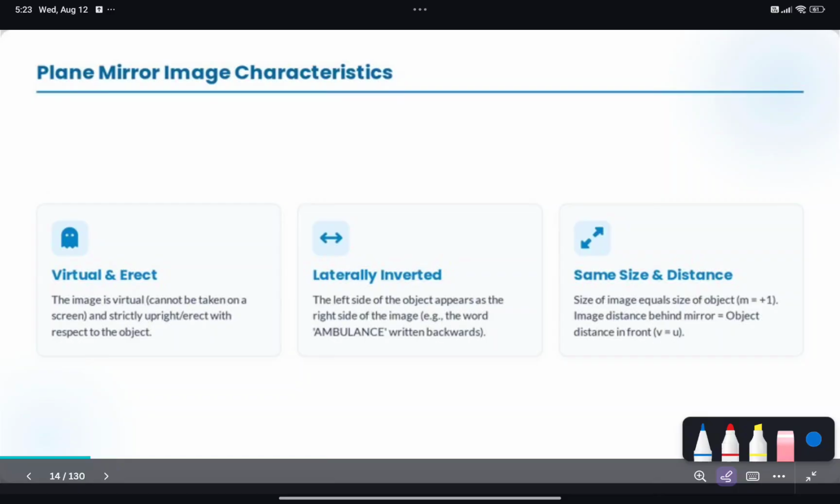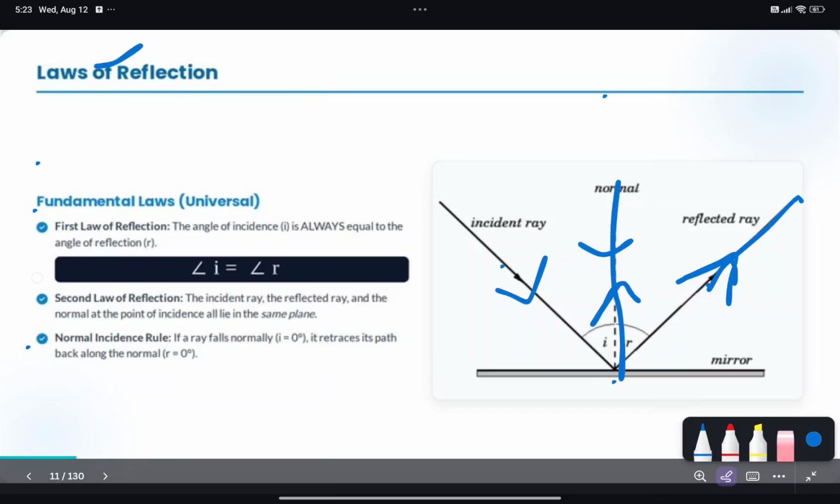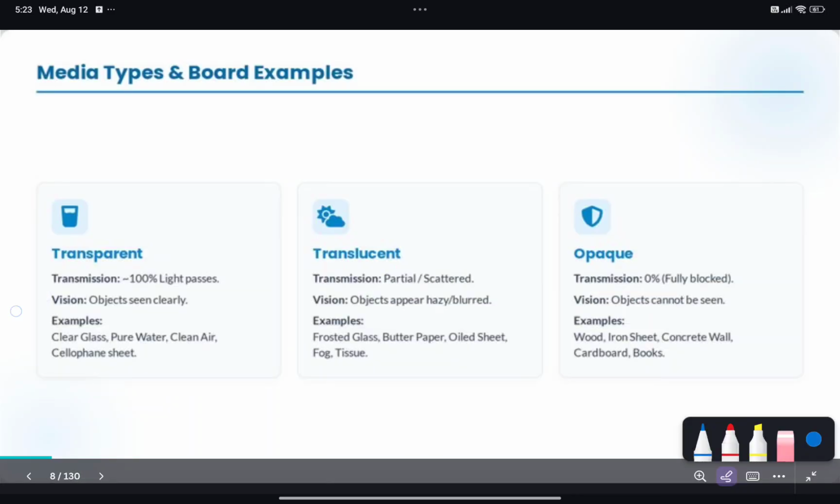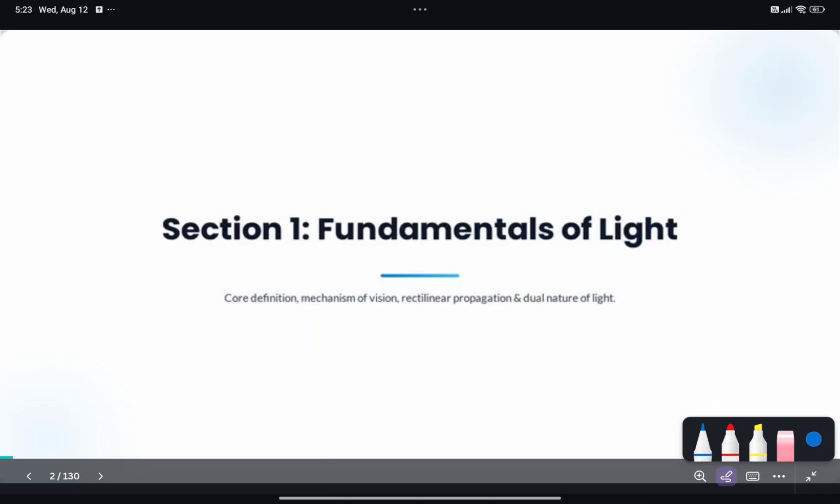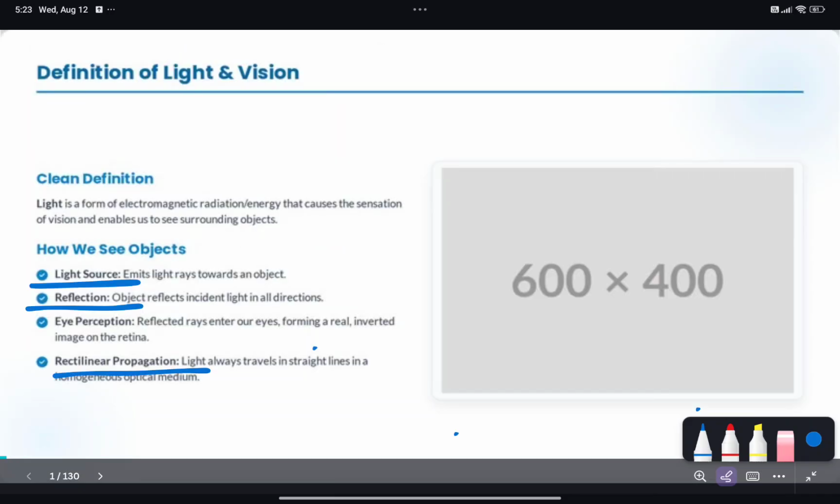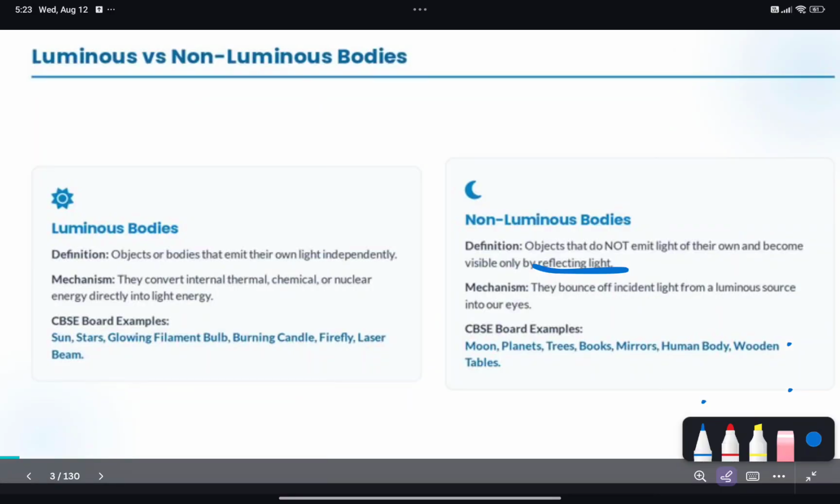Just 5 minutes, recall all the things from the starting. See, light. What is meant by light? Light is one source of energy. Any doubt in that? Whenever we see objects, we need some light source, the reflection phenomenon, and eye perception also. Yes or no?